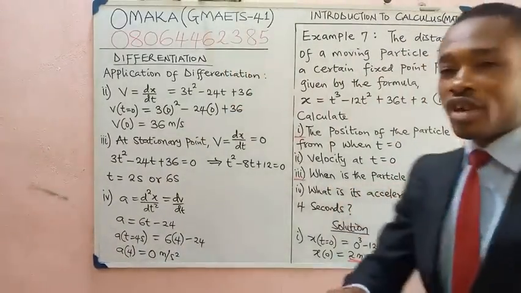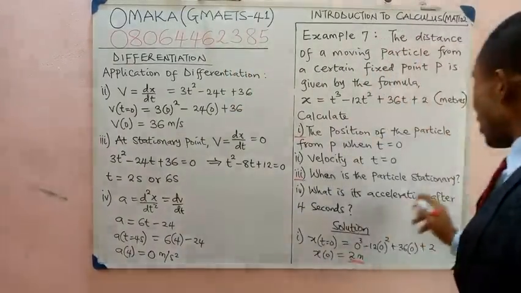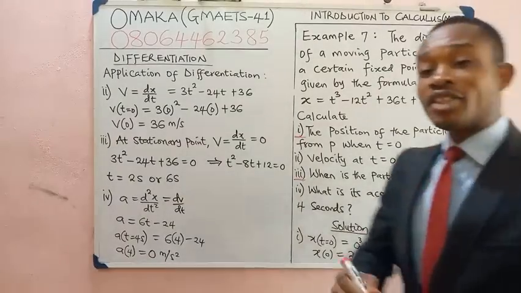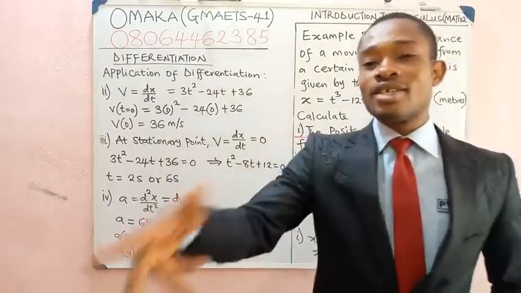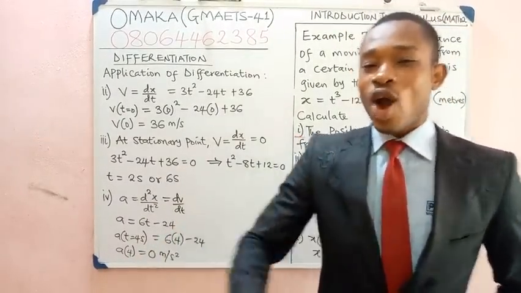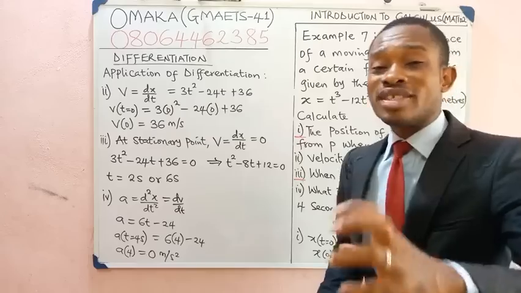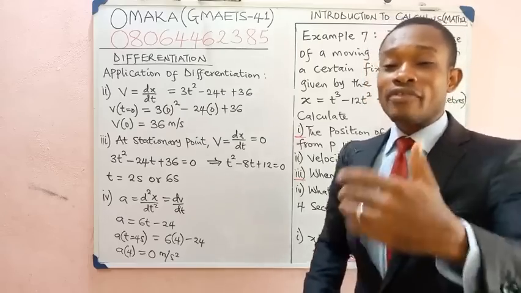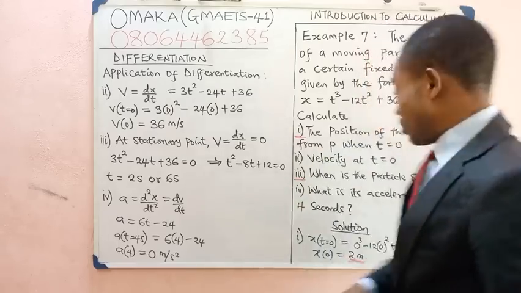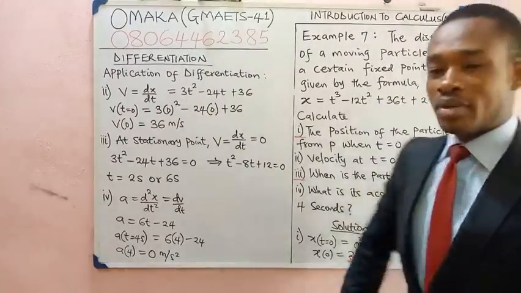Now, let us look at the third part of the question where we are asked, when is the particle stationary? It's very important for you to know the meaning of that. When a particle is stationary, other terms we use for it are the critical point, the turning point. Or maybe with respect to this motion problem, it could be when is the velocity maximum or when is the velocity minimum? All of them point to this question. They mean the same thing.